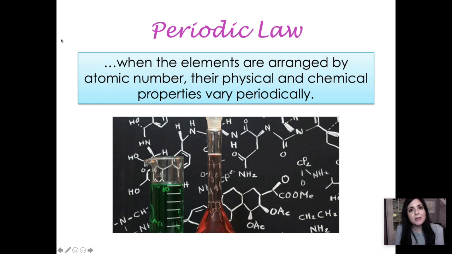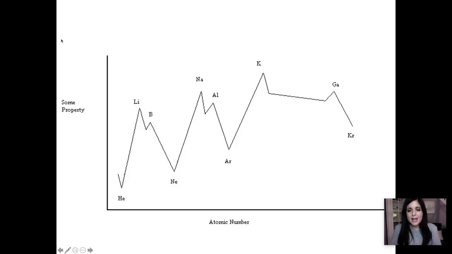And that's what's happening with increasing atomic number on the periodic table, is we have these properties that are going to repeat themselves over and over again. And an example of a periodic property looks like this. So in the graphs that you made, hopefully you saw something that looked like this. Not exact, but something similar.